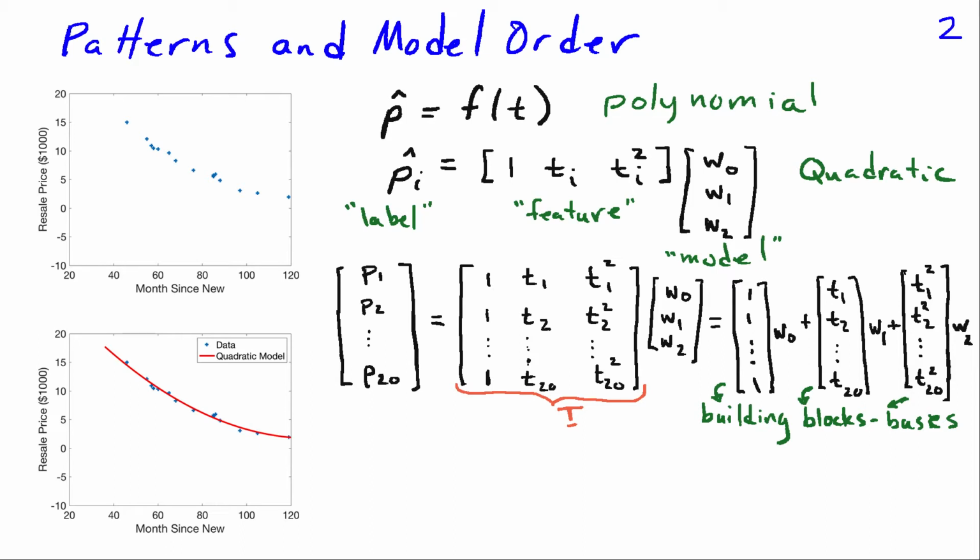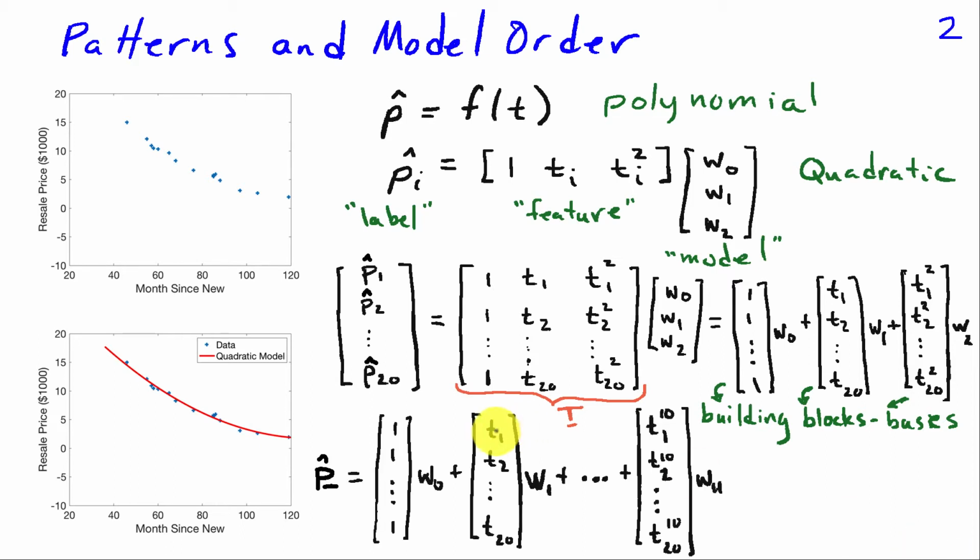Well, if a second order model is good, using a higher order polynomial might be appropriate. Here we're modeling the prices using a 10th order polynomial. So we're describing the price as a weighted combination of 10 different building block vectors. So we've got some weight w0 times the 1, 1, 1, 1 vector plus w1 times all the times at which the data was collected, and so on up to w10 multiplied by the times at which the data was collected raised to the 10th power.